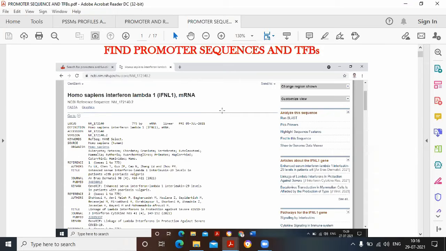You open NCBI and open one particular sequence. I have taken here the Homo sapiens interferon lambda 1, IFNL1, mRNA sequence. So you can see here.